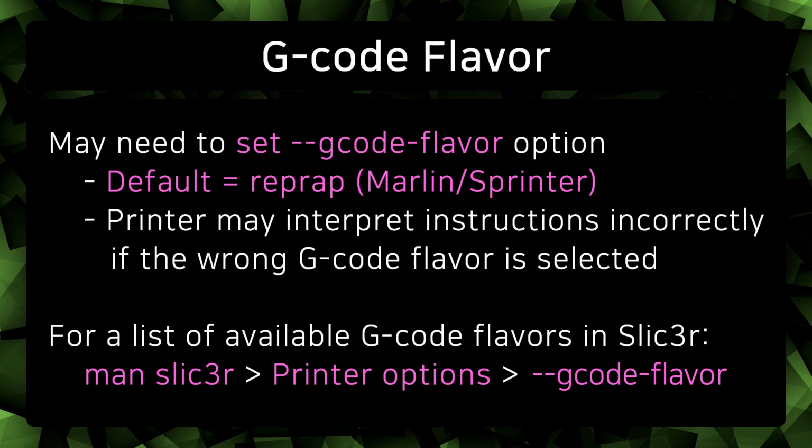Additionally, you may need to set the G-code flavor with the --gcode-flavor option. Using the wrong G-code flavor can result in the printer interpreting the G-code instructions incorrectly. The default G-code flavor in Slic3r is set to RepRap. RepRap in this case refers to the Marlin and Sprinter firmware. Marlin is a commonly used open source firmware that's based on Sprinter.